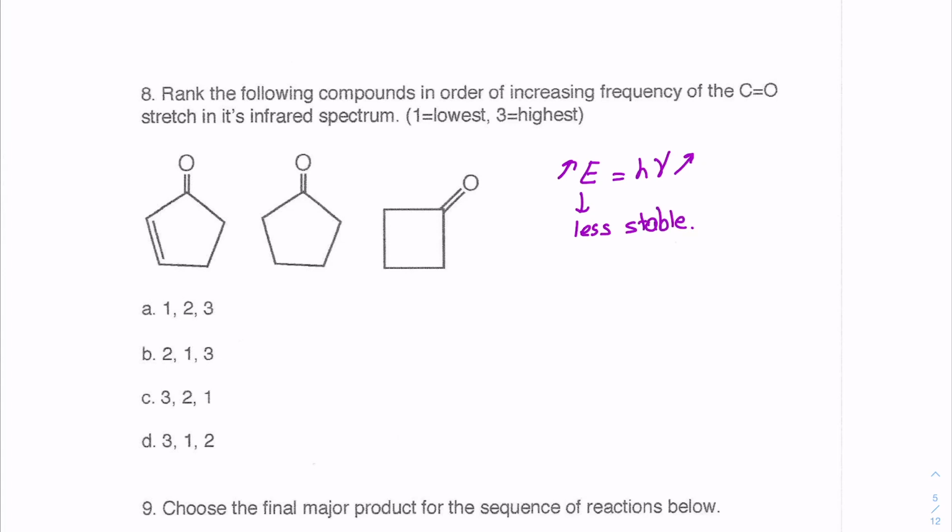So looking at those 3 molecules, we can immediately tell that this molecule right here is going to be the most stable. The reason why is because it has a conjugated system. So this one would have the lowest energy, meaning it has the lowest frequency. So if it has the lowest frequency, this will be number 1. And then looking at those 2 molecules, usually cyclic rings that have 4 and 3 carbons have high strain. So this one will be the least stable between those 2, meaning it has the highest frequency.